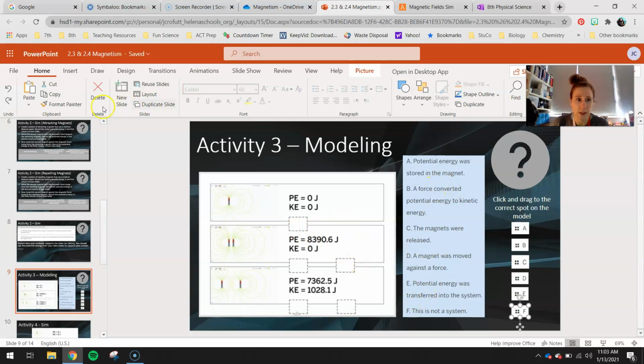Okay, so F is no longer an option. You guys can now look at A, B, C, D, and E to fill in these other boxes. Okay, moving on.